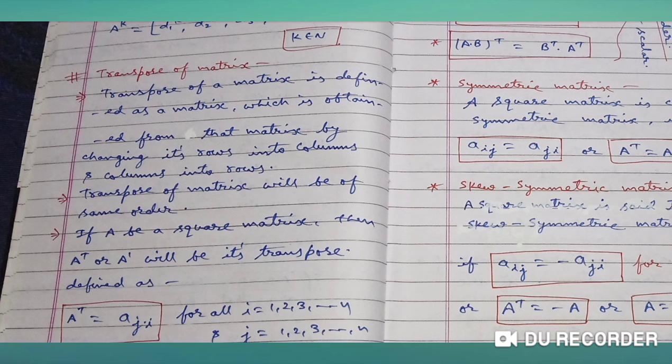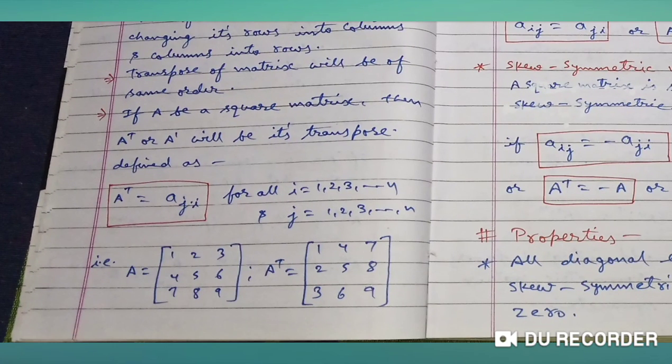We just have to do one thing: either make the rows into columns, or make the columns into rows. They are the same thing. Okay, so look here, this is the given matrix A, and this is the transpose. A to the power T or A dash will be used. Look here, A to the power T is just read as A T. So this is A T or A dash. A T or A dash will be used for denoting the transpose of a given matrix A.